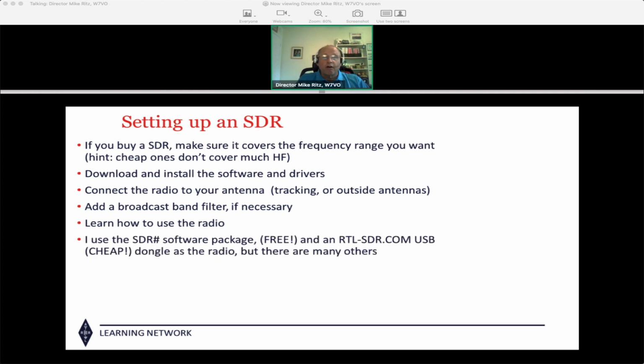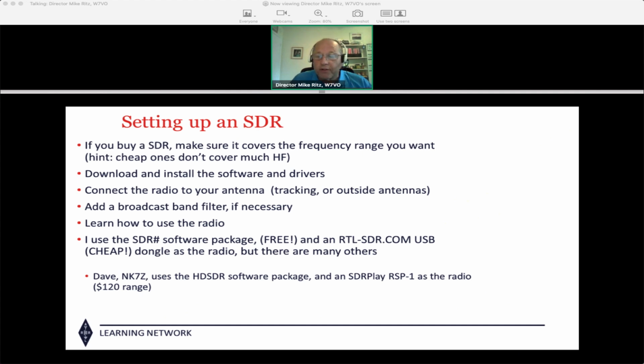There are SDR-specific software packages you can get. I use one called SDR Sharp. It's available for free. And the actual dongle I'm going to show you here is an RTLSDR.com dongle. I think I paid $25 for it off of eBay, brand new. But there are many others you can buy, and the typical one you'd want if you really wanted to get serious about it would be one of the $100 ones made by RF Space and some other companies.